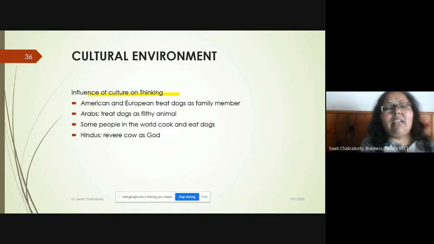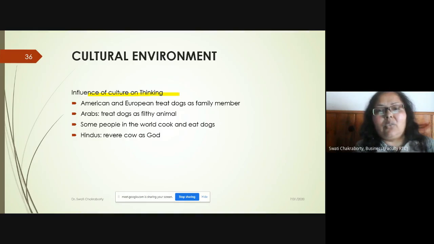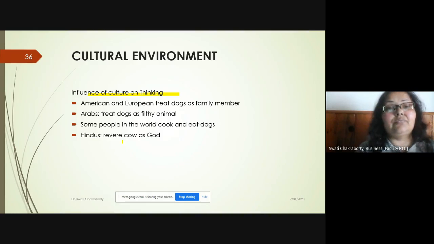Now, influence of culture on thinking. Americans and Europeans treat dogs as family members. Arabs treat dogs as a filthy animal. Some people cook and eat dogs, right? And for Hindus, the cow is treated as a god.